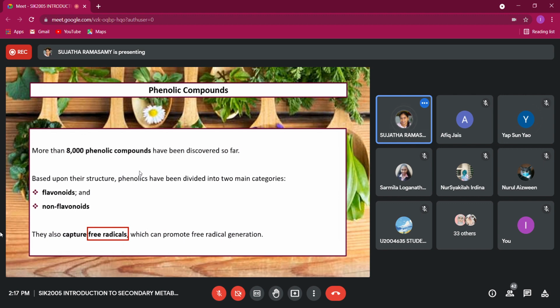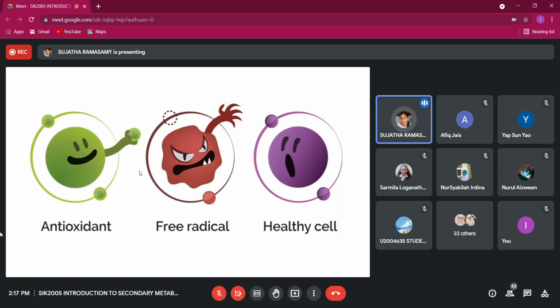Okay, so I'm going to introduce a new term for you, free radicals. Let's start with this story about free radical. If you look here, there are three characters. The good one, always giving antioxidant. The bad one, always stealing, we call free radical. The neutral one, dia tak buat apa-apa, duduk diam je, but free radical keep on stealing from her. We call healthy cell. So these are three molecules.